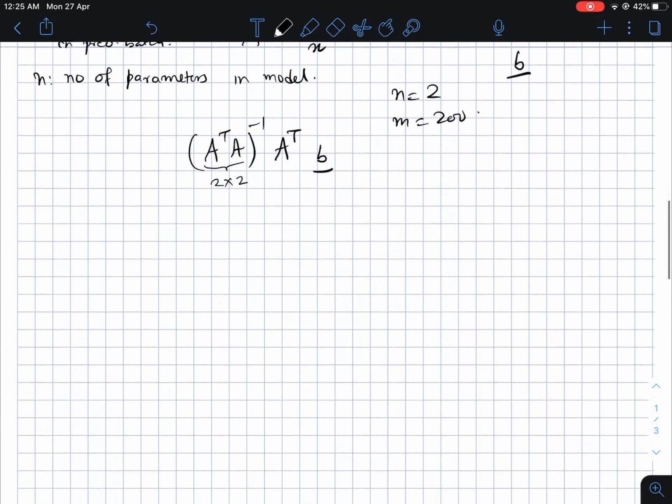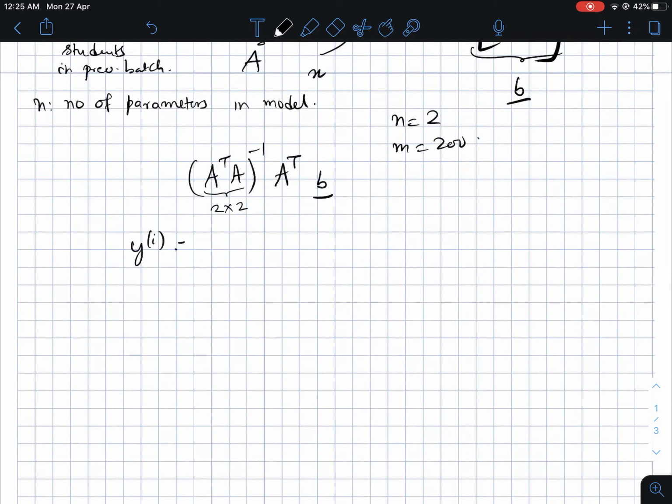So maybe a better model is given by yi equal to theta 3 times xi cube plus theta 2 times xi square plus theta 1 times xi plus theta naught. Let me redo the indexing in a slightly better way. Let us say maybe this is a better model. We don't really know at this point. Maybe a cubic fit is a better model, correct?